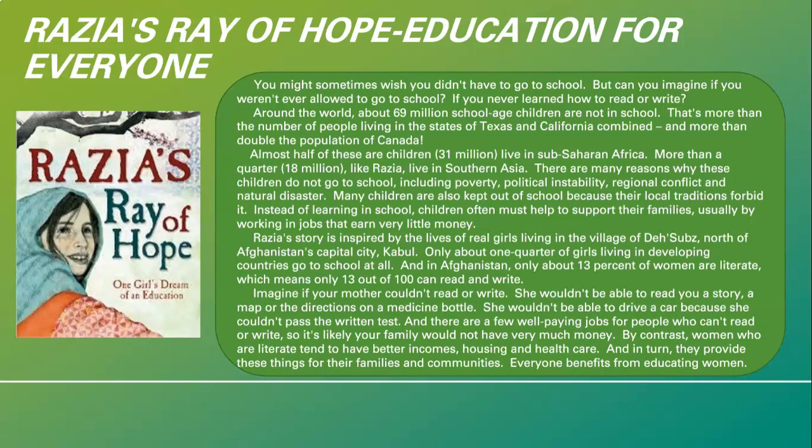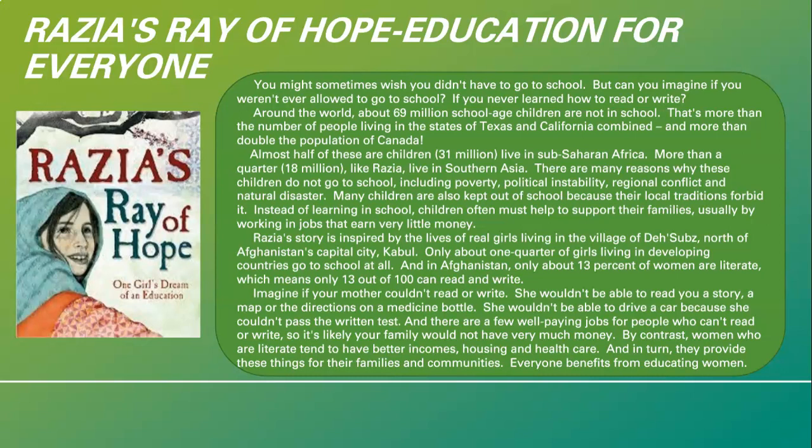Around the world, about 69 million school-age children are not in school. That's more than the number of people living in the state of Texas and California combined, and more than double the population of Canada. Almost half of these children, 31 million, live in sub-Saharan Africa. More than a quarter, 18 million, like Razia, live in Southern Asia.